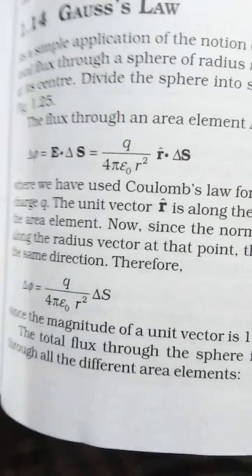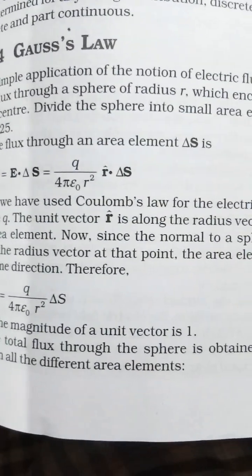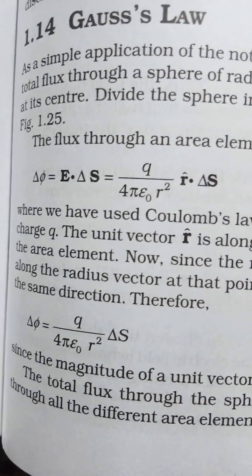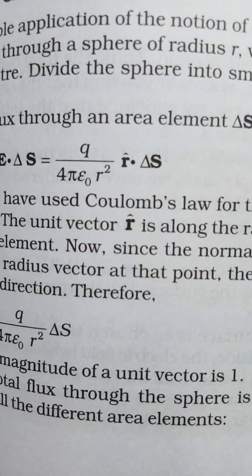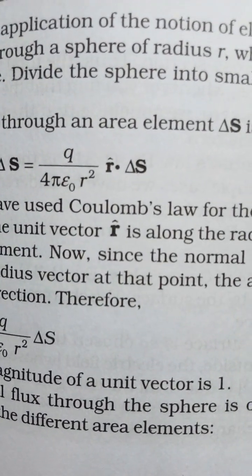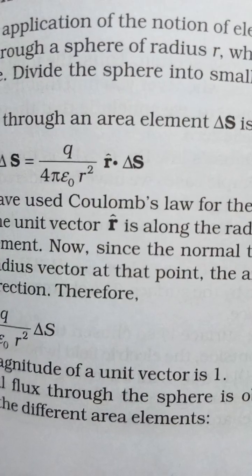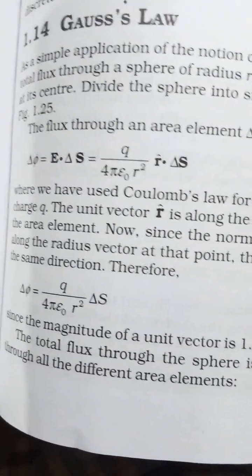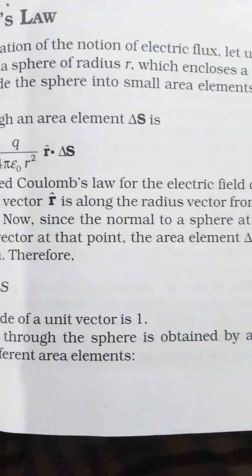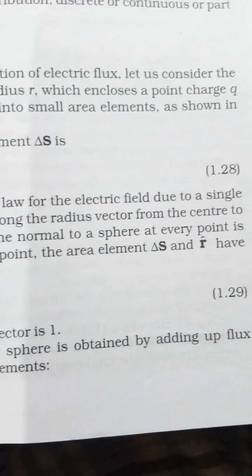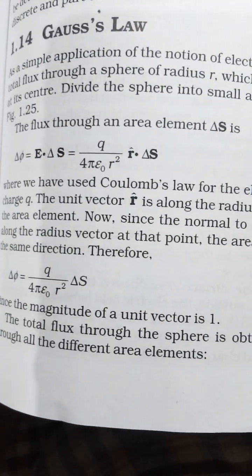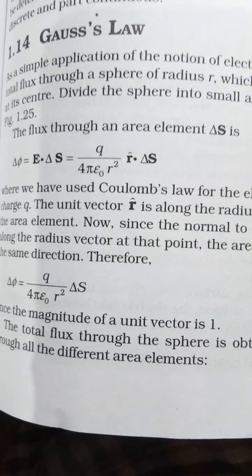Radius r is here. The flux through an area element ΔS is here, and the flux is equal to E·ΔS, which is equal to q by 4πε0r² times r̂·ΔS. When you study the vectors and scalars, you will see the arrow marks here on the ΔS, where we have used Coulomb's law for the electric field due to a single charge q. Coulomb's law will provide you lots of information when you study Gauss's law.